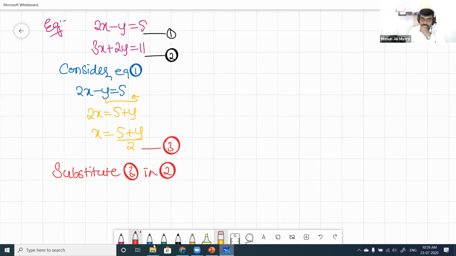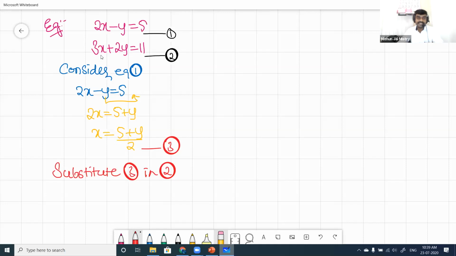Here, 1 and 3 are the same equations. Their appearance has been changed. So I cannot substitute 1 again in 3, because it will be the same. That's why we initially considered equation 1 and transformed it with x as the subject. And now that x value, we have to substitute in the second equation.